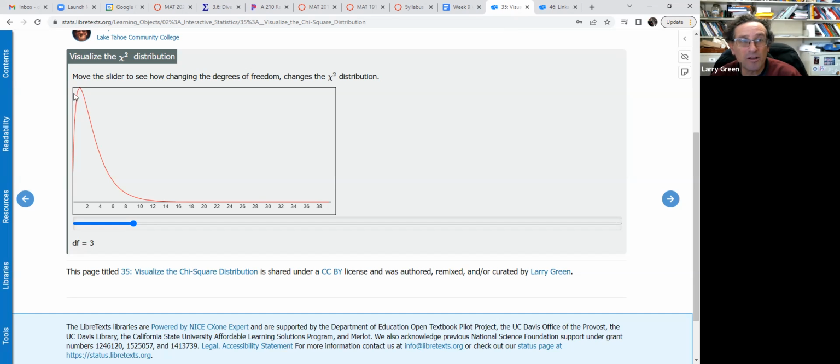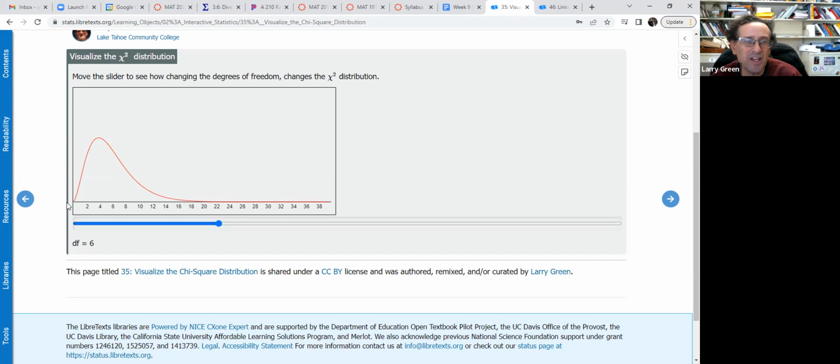Well, it's unimodal because it definitely has one peak, and it's skewed right because it has kind of a tail on the right-hand side. This is degrees of freedom. DF stands for degrees of freedom. This one that you're looking at is 3. If you change the number of degrees of freedom, it actually changes the picture a little bit. And if we go to 6, then it looks like that.